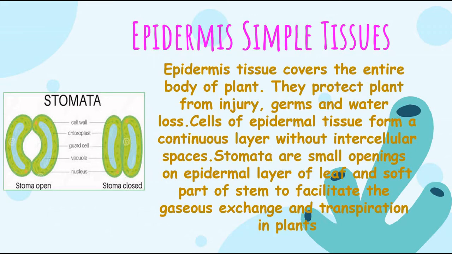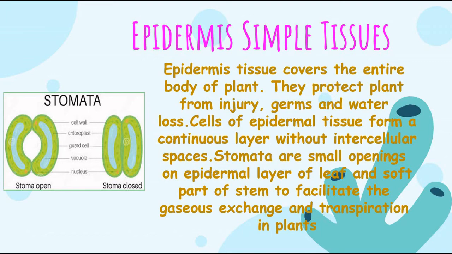The first one, as you can see here, is epidermis simple tissue. Epidermis tissue covers the entire body of plant. They protect the plant from injury, germs and water loss. So they don't allow any bad things to go into the plant body so that it would affect them. Even skin helps the human body in protecting us by not allowing the viruses and other stuff to go into the body. The cells of the epidermal tissue form a continuous layer without intercellular spaces.